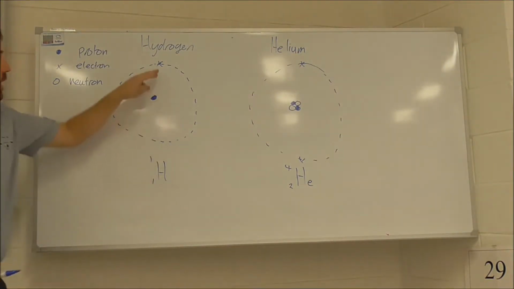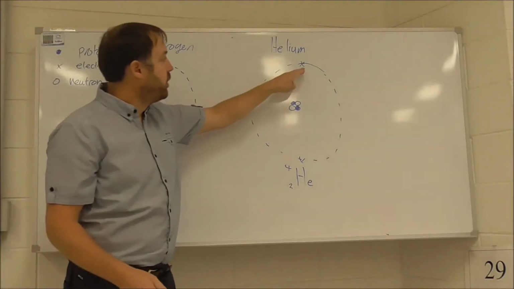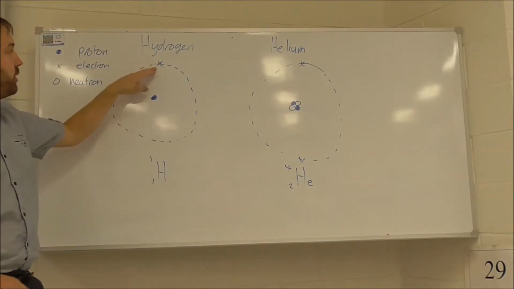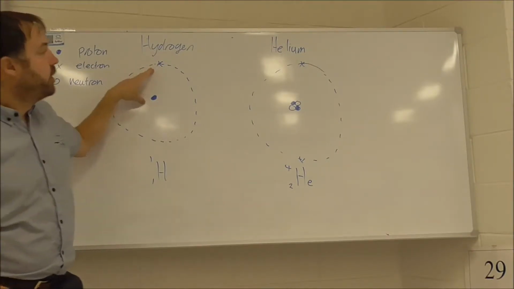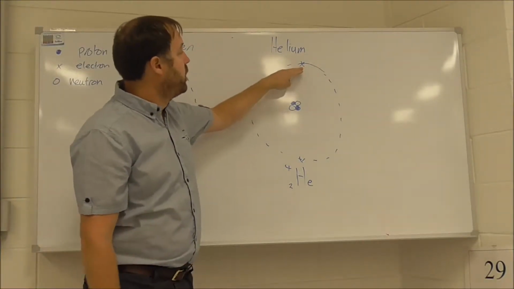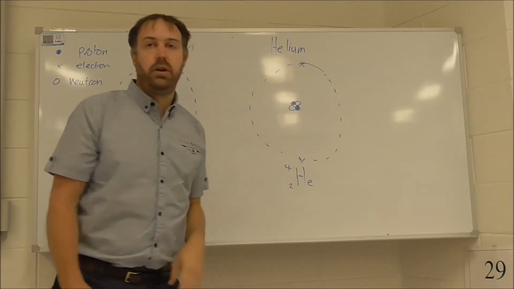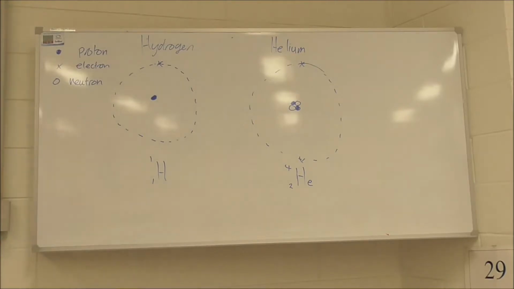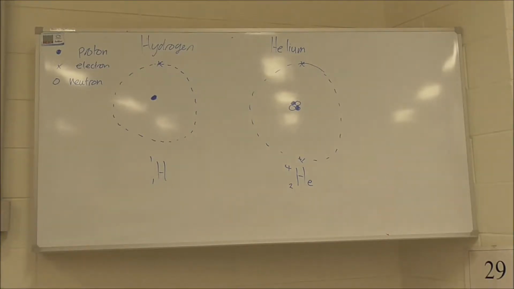You'll notice here that the number of electrons is equal to the number of protons. For the hydrogen we've got 1 electron and 1 proton. And this is for a neutral hydrogen atom. For a neutral helium atom, we've got 2 protons in the nucleus and 2 electrons in the shells outside. So to be neutral, the number of electrons must be the same as the number of protons.